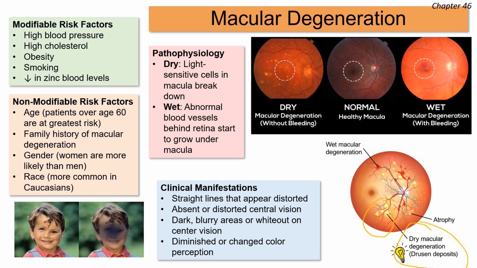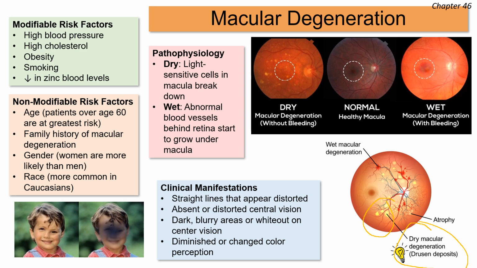So wet macular degeneration happens when abnormal vessels that are located behind the retina start to grow under the macula. So these blood vessels are very fragile and they tend to leak blood and fluid. So the blood and fluid raise the macula from its usual spot in the back of the eye, and the damage from this process happens really fast.